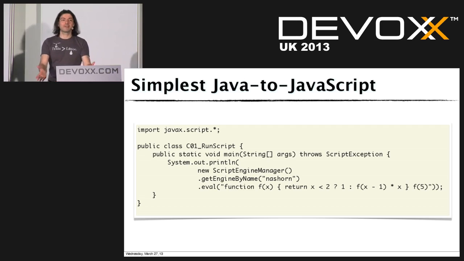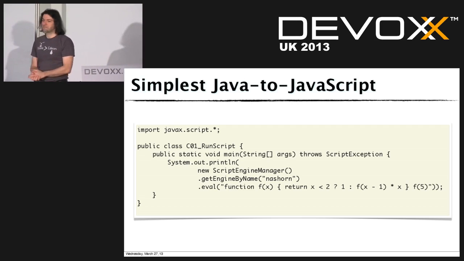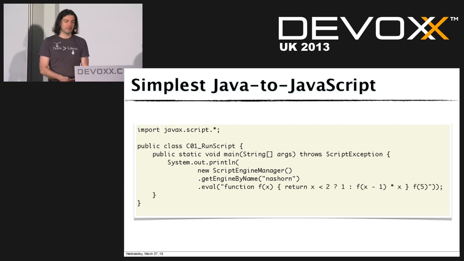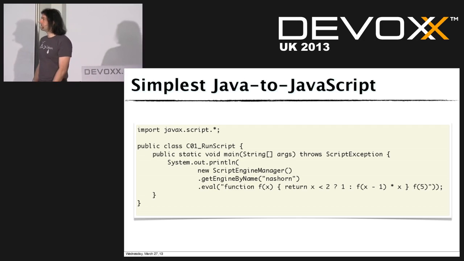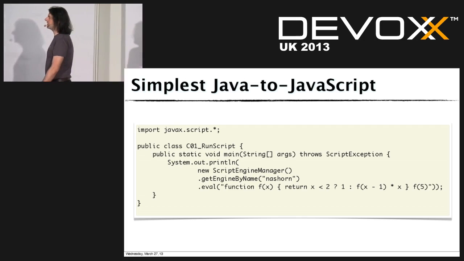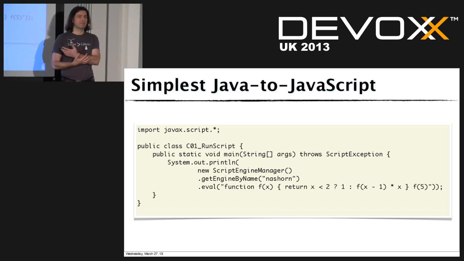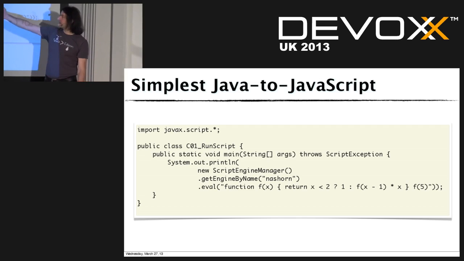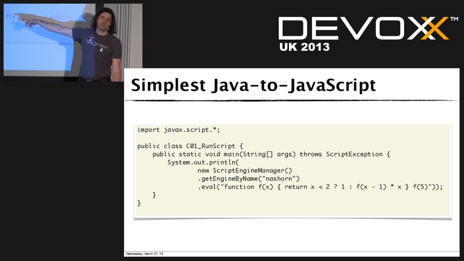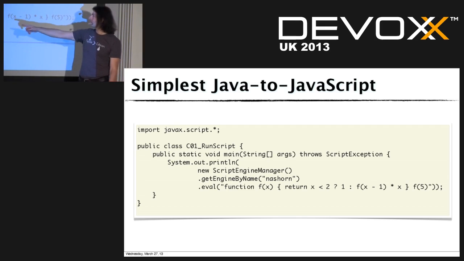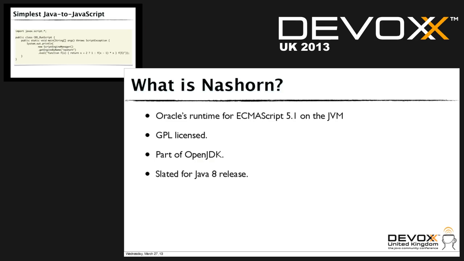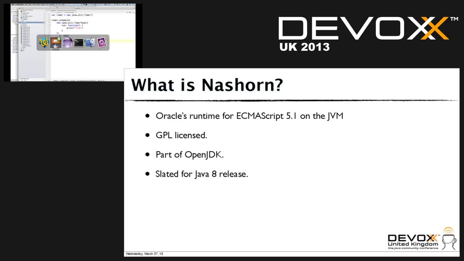All right, how does it look? So how do you use this thing? The simplest way to call from Java to JavaScript is something like this. There's not much really to this thing. This is not Nashorn; this is a short course in using the JavaScript API, because that's our public API. You create a script engine manager. You ask it for an engine by name. The name is nashorn. And then you evaluate something. In this case, define a factorial and invoke it for 5. It doesn't really get much simpler than that.